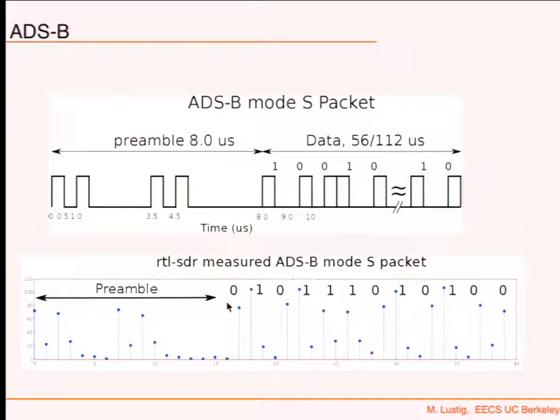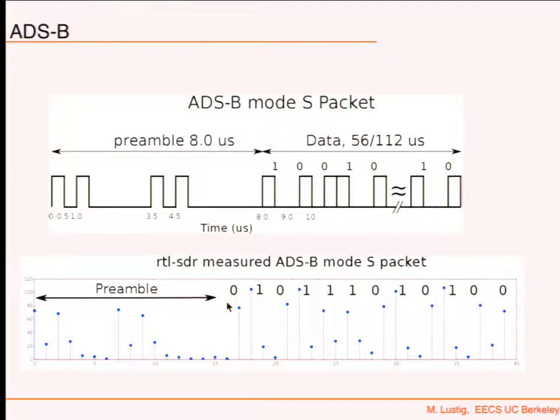There's noise and there's interference, and it's not ideal, but you can obviously see the preamble. And then here you can see the bits. Low to high, high to low, low to high, high to low, high to low, high to low, low to high, high to low. Cool, huh?